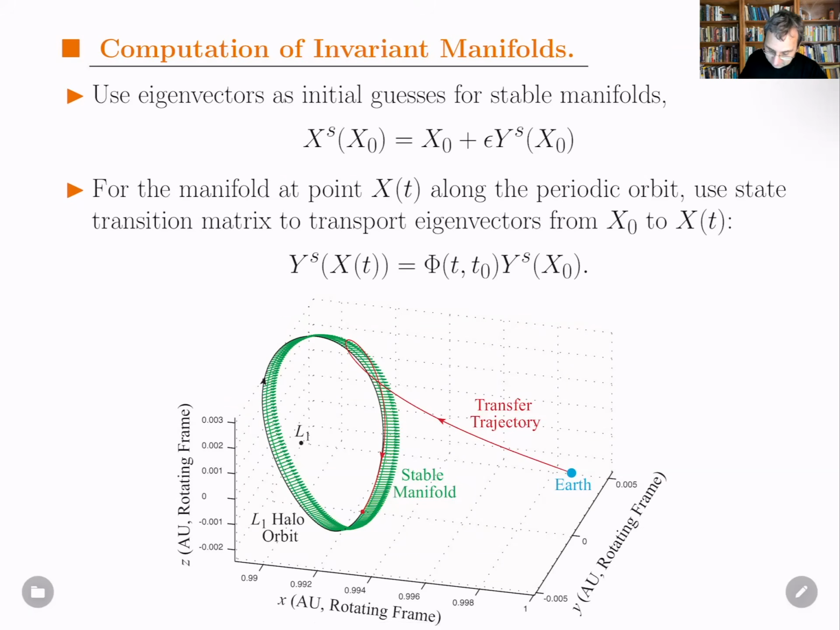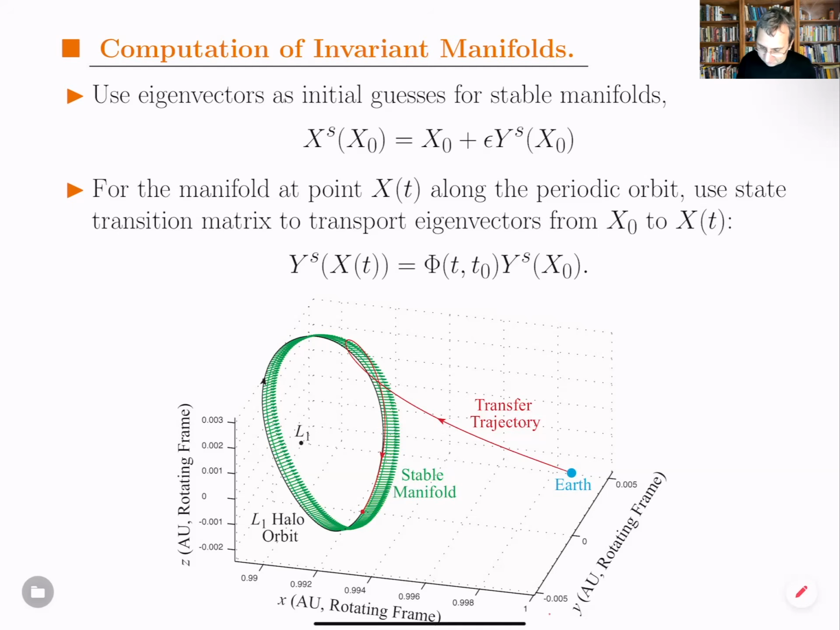So I'm showing here a halo orbit in this figure, and all of the green vectors attached to the halo orbit are the local stable directions, at least projected into position space, because these stable directions are 6-dimensional vectors. So they have a direction in position and a direction in velocity, but we're just showing it in position here.